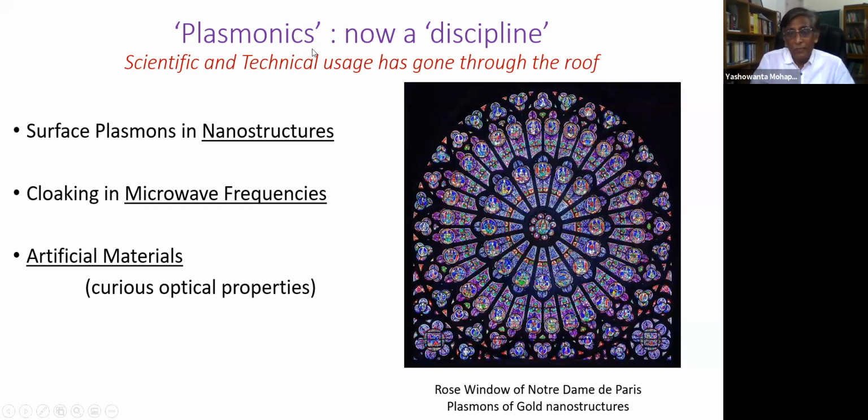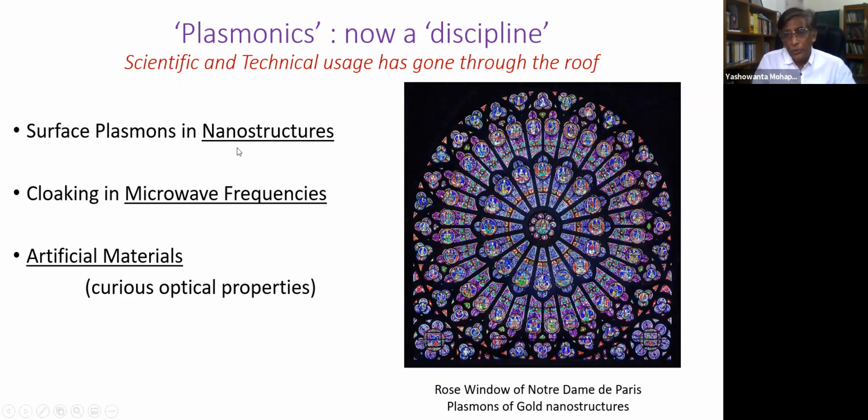And we have a whole discipline now called plasmonics, and its scientific and technical uses have actually gone through the roof. I don't have time to describe it here, but for example, surface plasmons: what I have described is in bulk, but these plasmons can have a similar effect on the surface, especially of nanostructures like metal nanoparticles, silver or gold, and from there you can actually find out the size of the nanostructure.